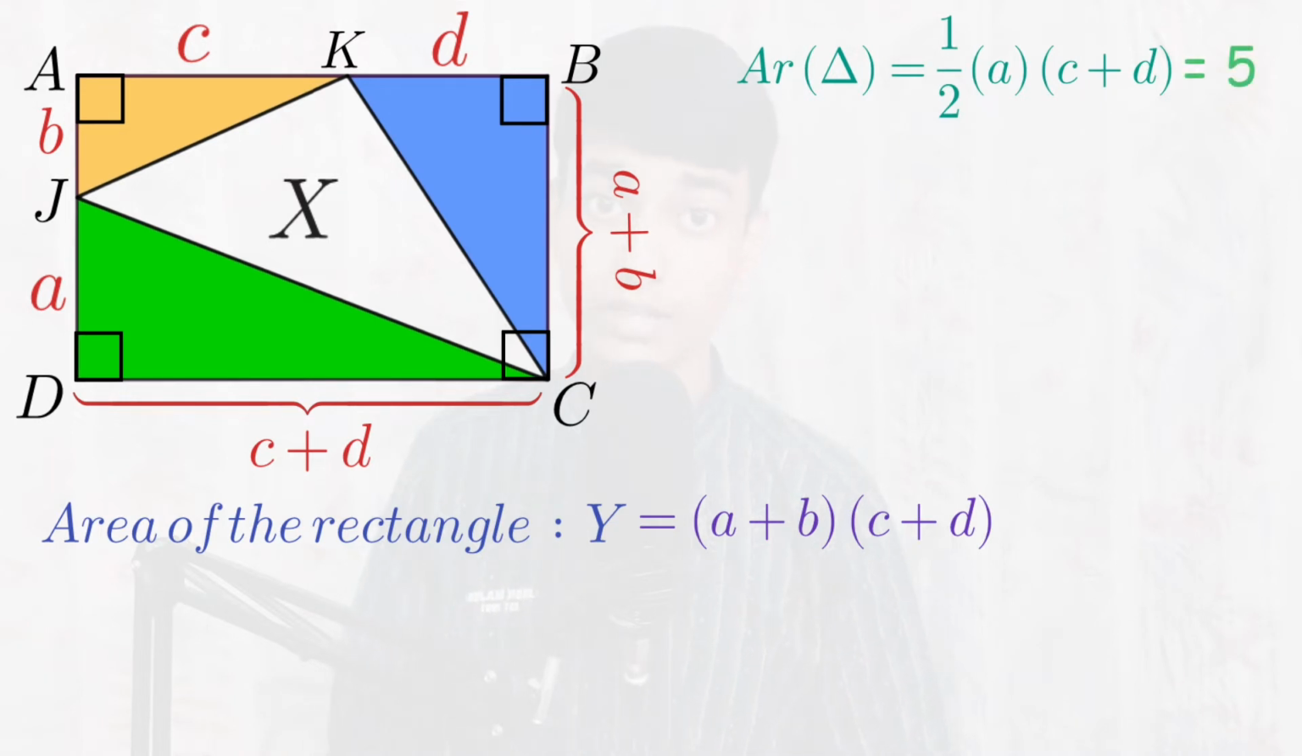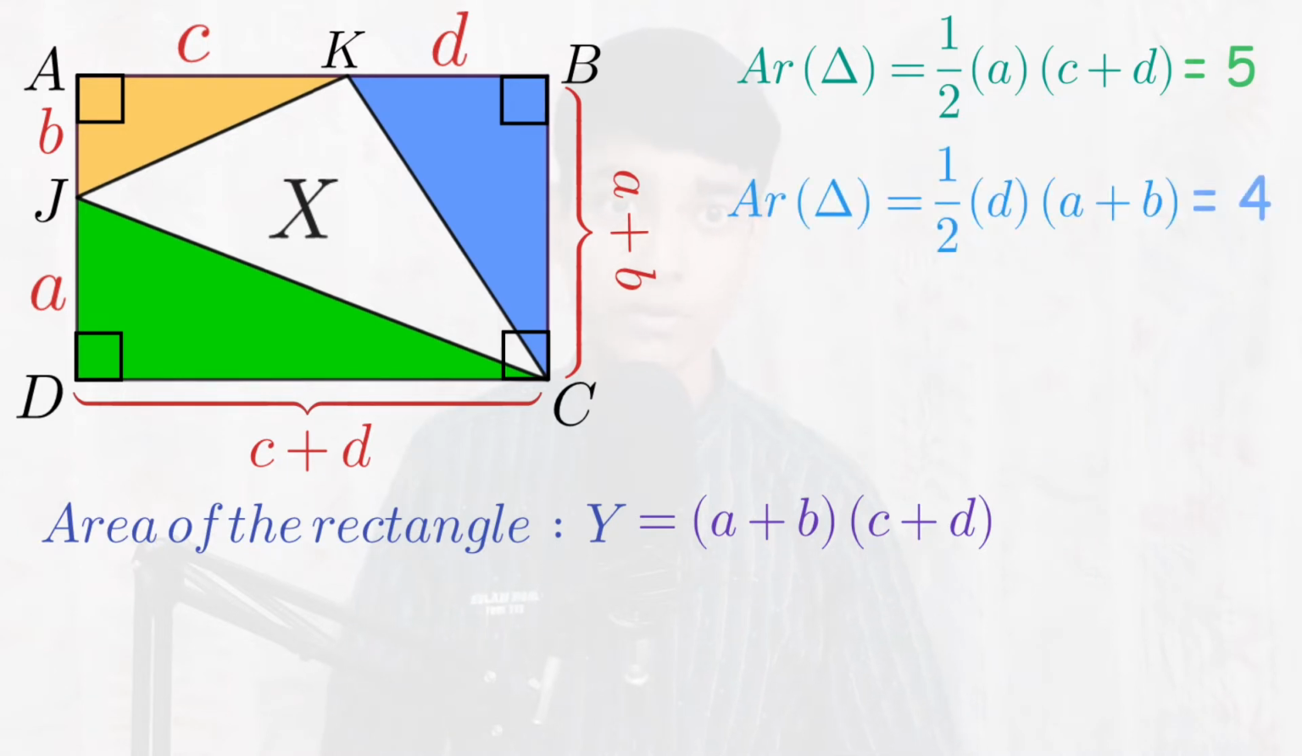Similarly, the blue triangle has an area half D into A plus B, and that is equal to 4. And similarly, the yellow triangle has an area half B into C, and that is equal to 3. Okay. Now these numeric values we will utilize a bit later on. First of all, let us find an equation to find the value of capital X.